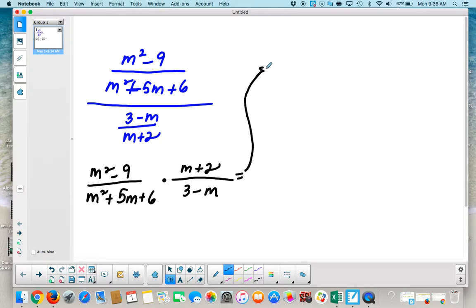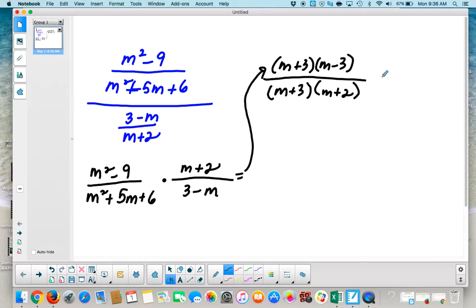So what we're going to do is factor it, of course. So we have a difference of squares, m plus 3 and m minus 3. On the bottom, we have a trinomial that we can factor. Let's see, we have to multiply to be 6 and add to be 5. So that's going to be an m plus 3 and an m plus 2. And then over here, there's really nothing we can do. They're already factored. So the m plus 2 I'm going to leave alone.